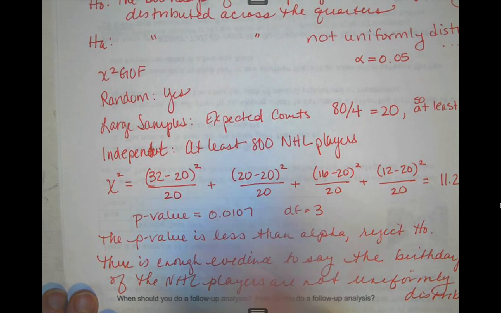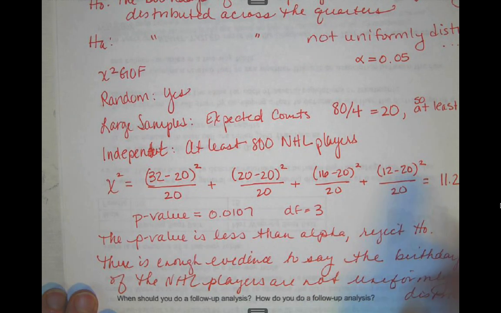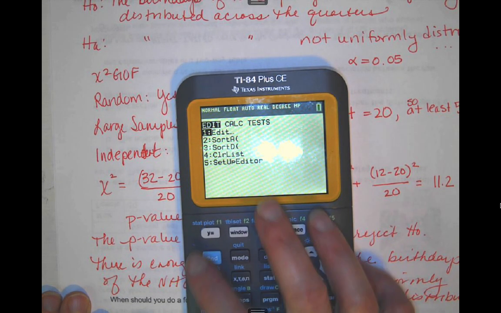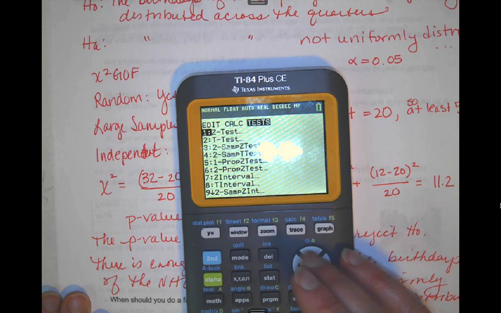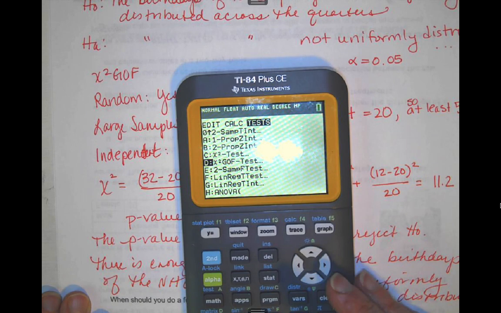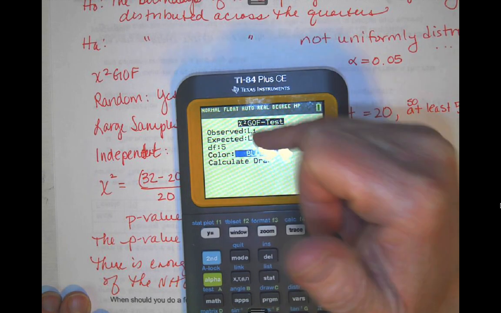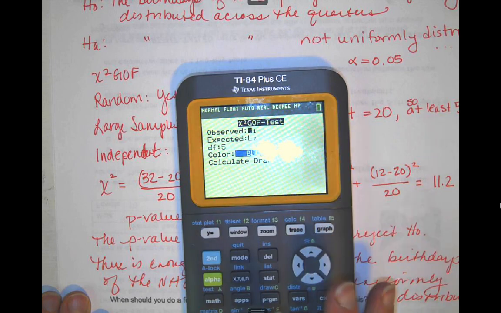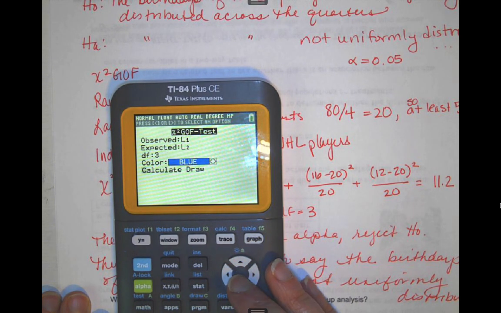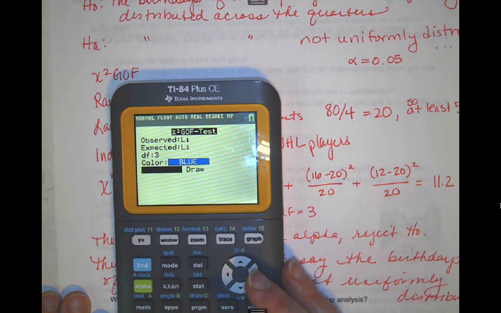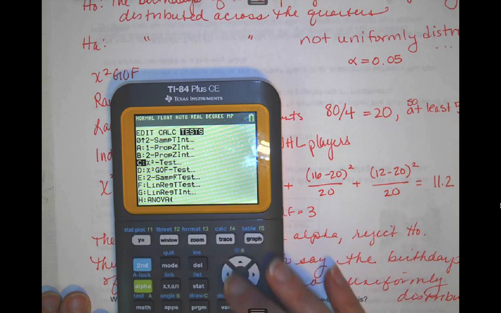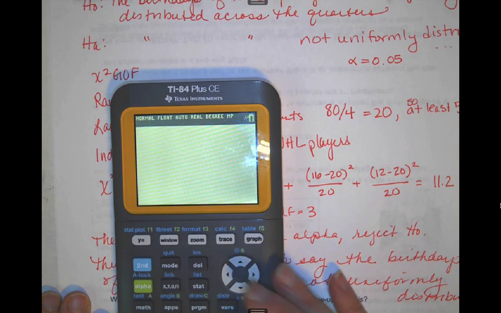Okay, couple things. So like I said, there's another way we could find these answers. So the other way we can find these answers is when you go to stat and you go over to tests. On these newer calculators, there's a chi-square GOF test. So you still have to have your observed in list 1, and you still have to have your expected in list 2. And then the degrees of freedom, you're going to have to change that. The color is only if you want to draw it. Then, and then we'd hit calculate.